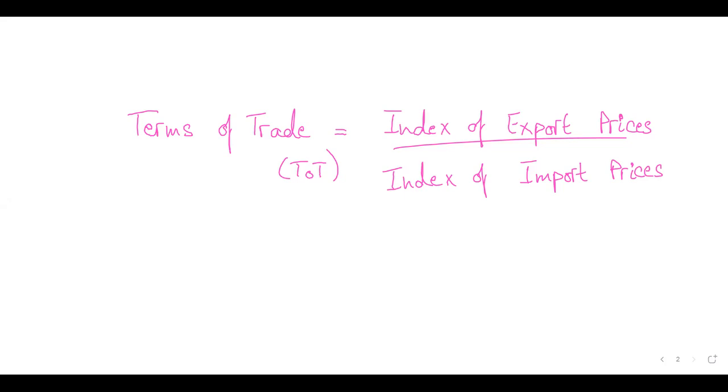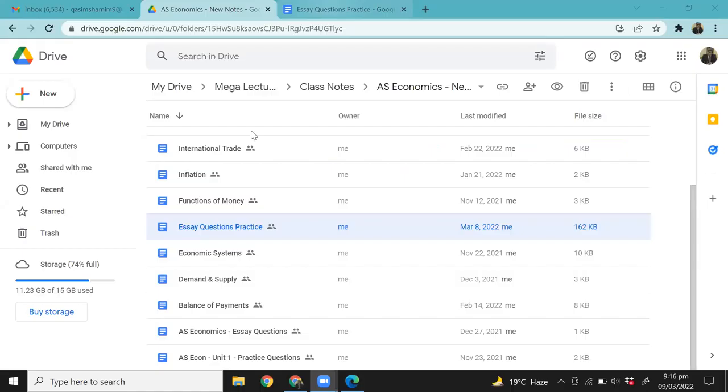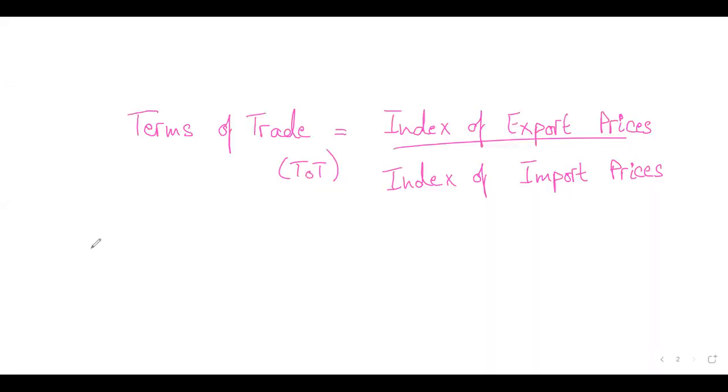Are you getting what I'm trying to say here, right? So the idea is, students, index of export prices divided by index of import prices. Now, the first thing you need to know is, what is an index? Index is an aggregate number without a unit. Let me write this down for you so that you can remember.